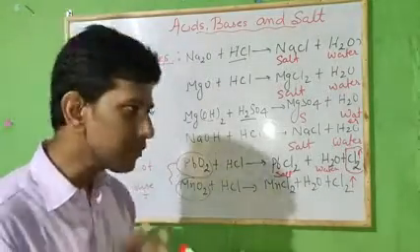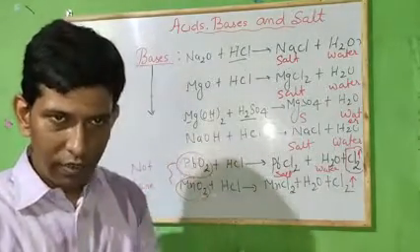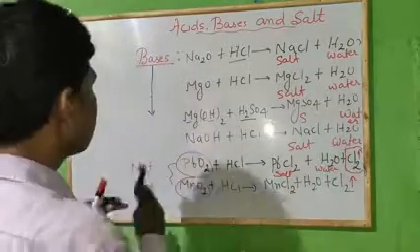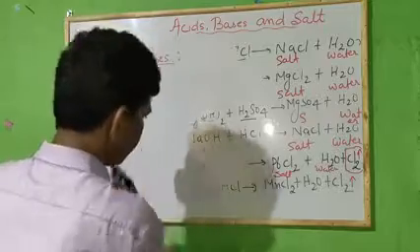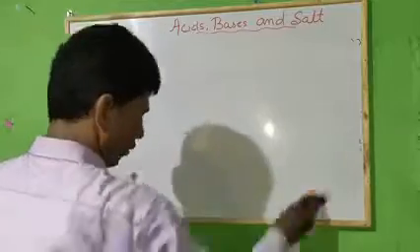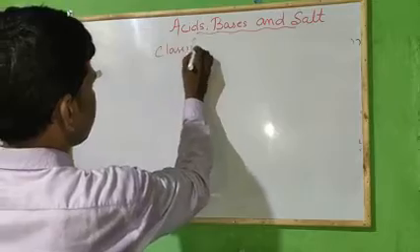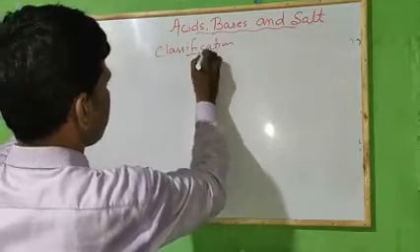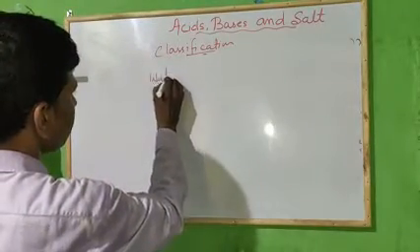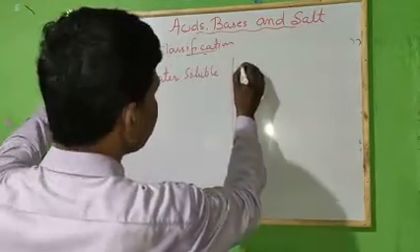Clear, children? Now, bases are of so many types. We will try to see what the different types of bases are. So, try to understand. We will see the classification of bases. Bases can be classified into two important forms. One is water soluble bases. The other one is water insoluble bases.